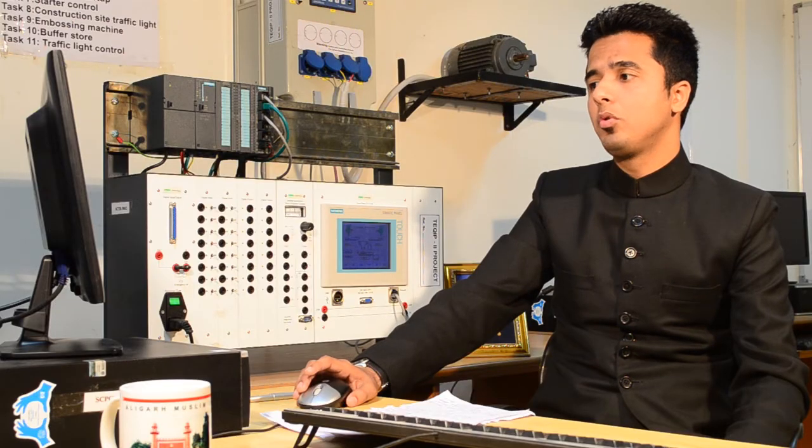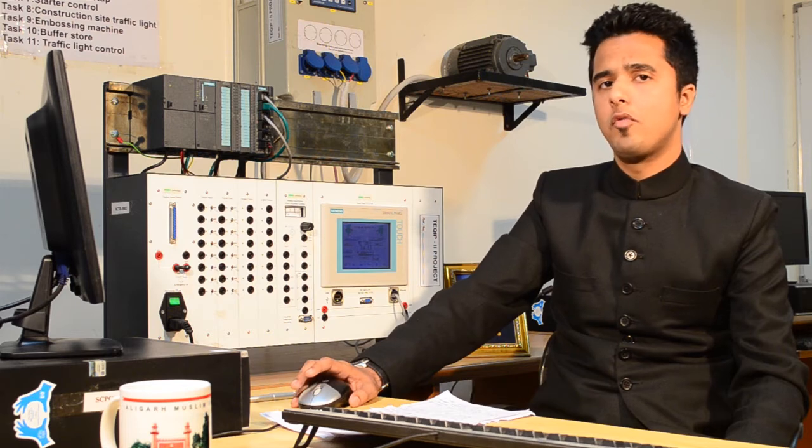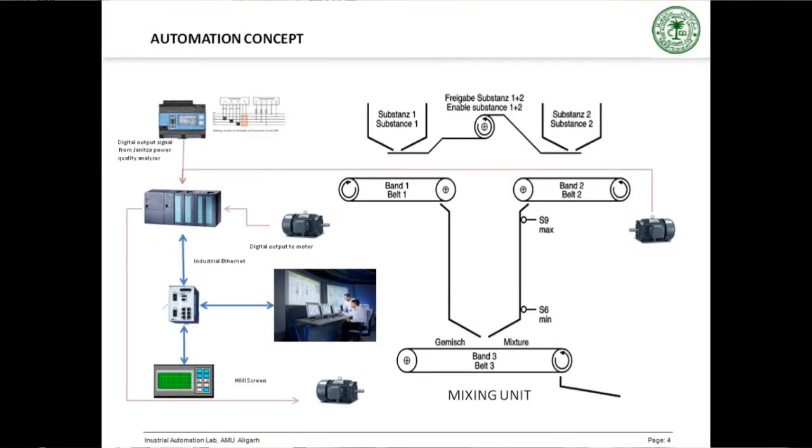Now, I'll be going through the main components of the automation concept. This is the whole schematic diagram of the mixing unit. In the schematic diagram, there are two substances, which we can call raw materials. These raw materials are filled in container 1 and container 2 as we can see. These raw materials are dropped down on the conveyor belts. These conveyor belts are being driven by the motors.